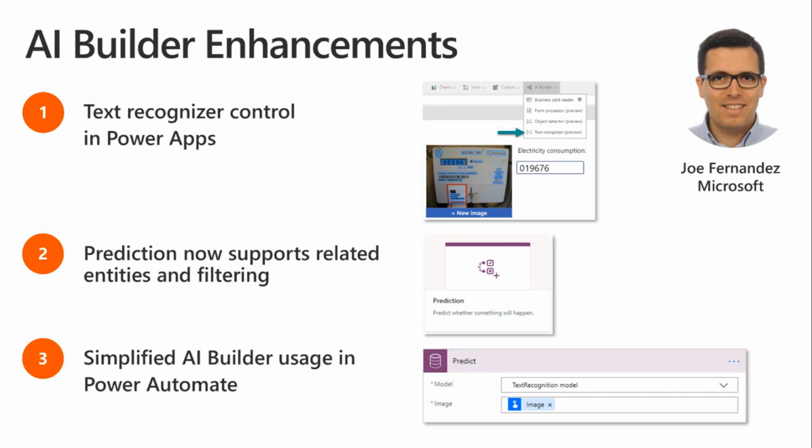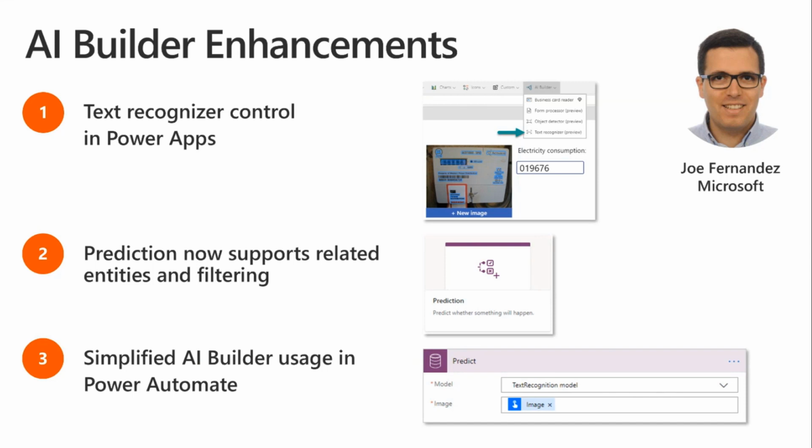The second enhancement that shipped last week is for the prediction scenario. So with the prediction scenario, what you can do is predict if a business outcome is going to happen in the future based on historical data. And up until a few days ago, you could only do prediction on a single CDS entity.